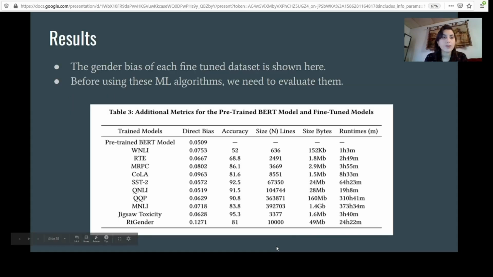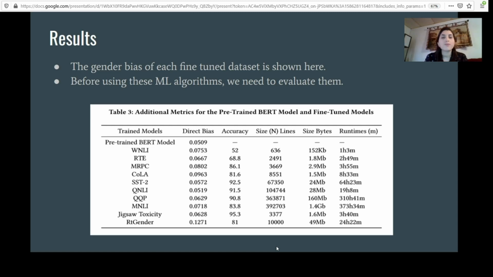Conclusion. Our results are here in this table. The first column on the left is the trained models. It starts with the pre-trained BERT model, then WNLI, RTE, and so on to MNLI are the GLUE models, fine-tuned on the pre-trained model from the General Language Understanding Evaluation dataset. And then we have the Jigsaw toxicity and RT gender here.